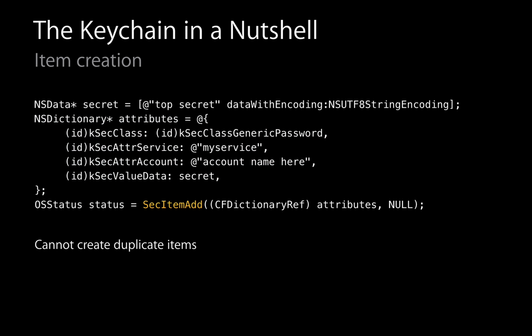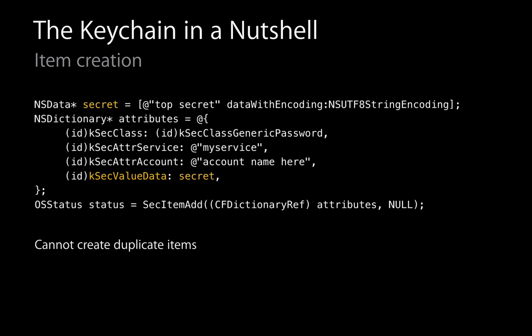In order to add an item, and in these examples, I'll show you how to call into these C interfaces with Objective-C. To add an item, it's as simple as creating an NSDictionary with a set of attributes that describe your keychain item. In addition to the attributes, you also need to pass your secret that you want to protect, the encrypted payload, and pass this dictionary to SecItemAdd.